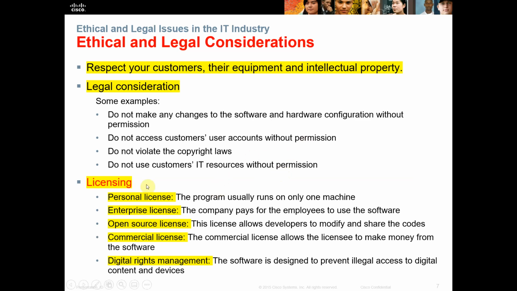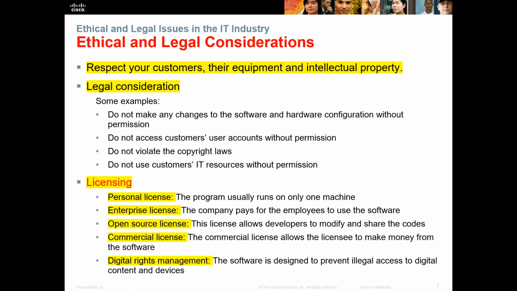Coming to licensing, we have different types of licensing: personal license, enterprise license, open source license, commercial license, and digital rights management. These are the different types of license. What is meant by license? Whenever we buy some product or software, there will be a license for that, so you can utilize it for a certain period of time. It defines who can utilize it, and the amount you have to pay for that licensing.